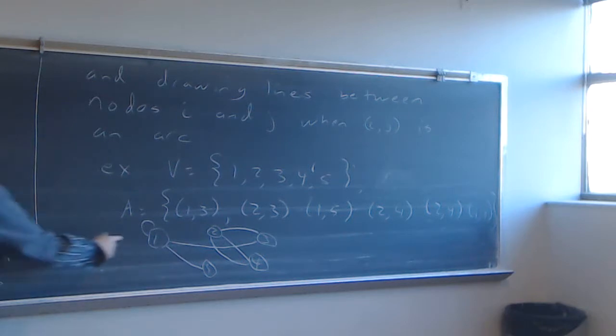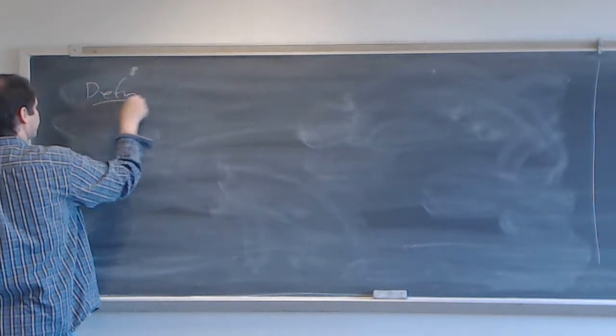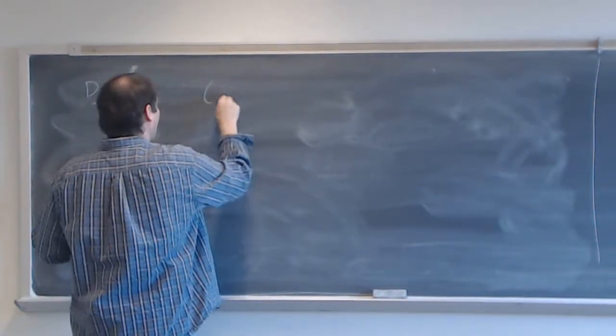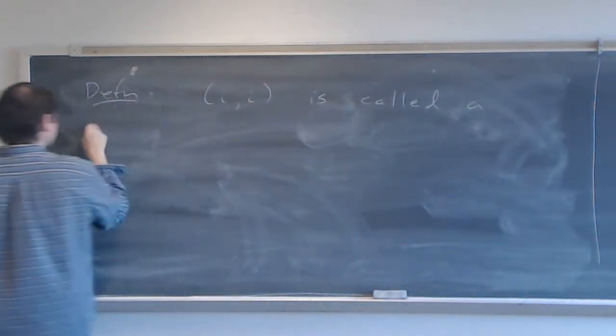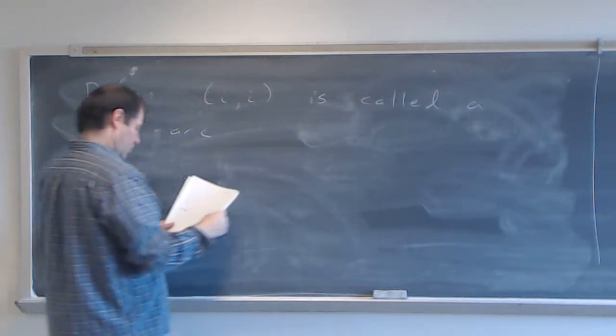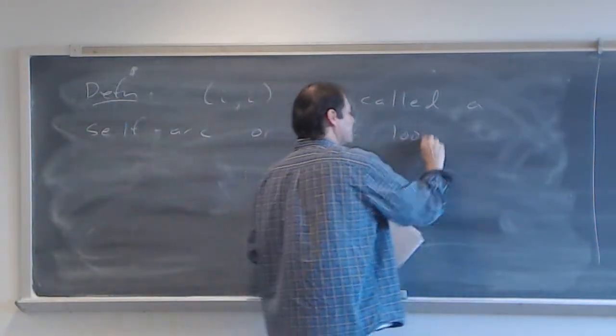And the next thing I want to talk about is this one-to-one arc. Okay, so that's a definition. So here, I comma I is called a self-arc or self-loop. So that's the definition.